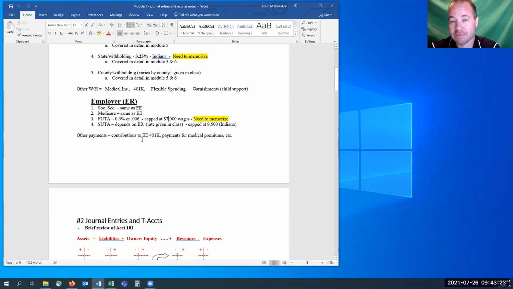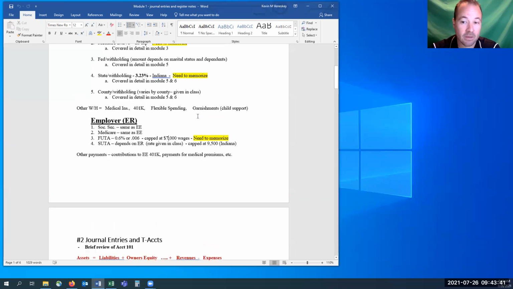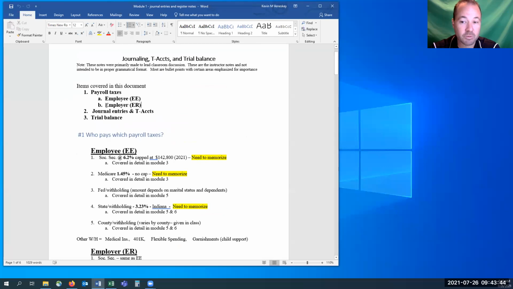And then some other items that the employer may also pay in is if they match, say, your 401k, that's going to be an additional expense to them. If they, and most of them do, pay into your medical premiums insurance, that's going to be an extra expense to them as well. All right, so that covers the first part, payroll taxes.